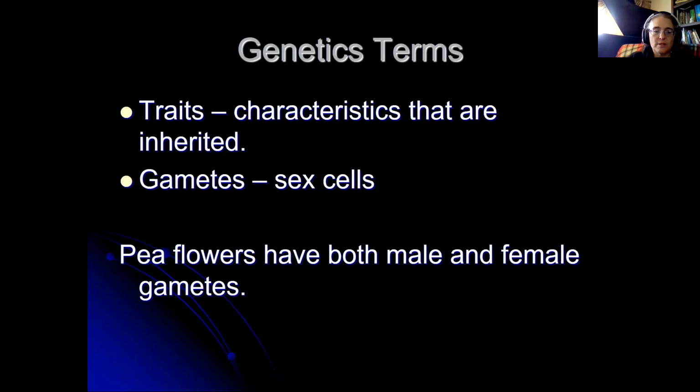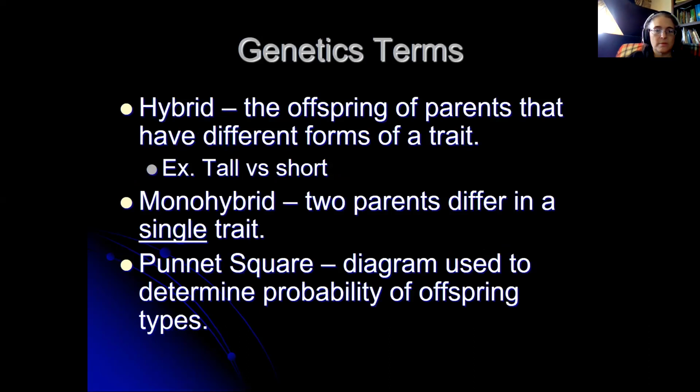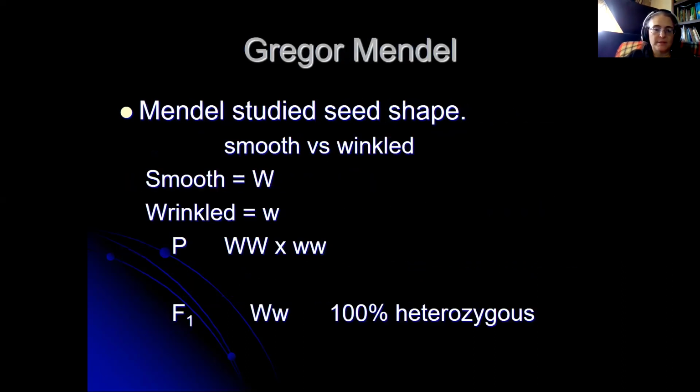Okay, so that was a complete flower, had both parts, and a pea flower looks like that to some extent. Some of your fruit trees and things are incomplete. They have what's called incomplete flowers. They either have the male parts or the female parts. They don't have both. But pea flowers do. Some more genetics terms here. We have hybrid, and this is the offspring of parents that have different forms of a trait. So back up here to this slide, this F1 generation is a hybrid for seed shape. Okay, it has one allele for smooth and one allele for wrinkled. So that makes it a hybrid for that trait.